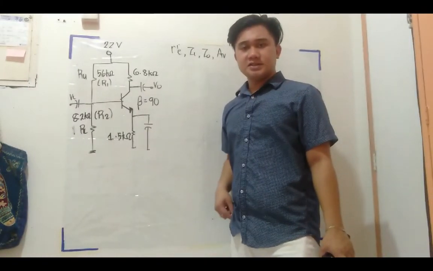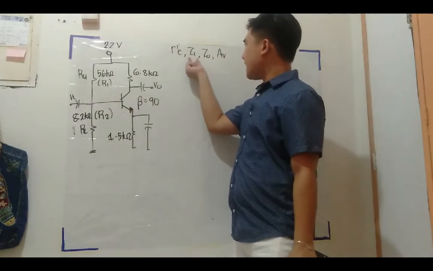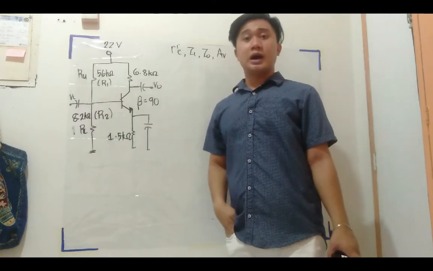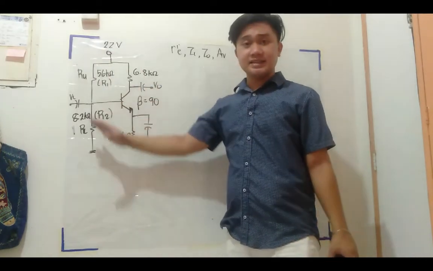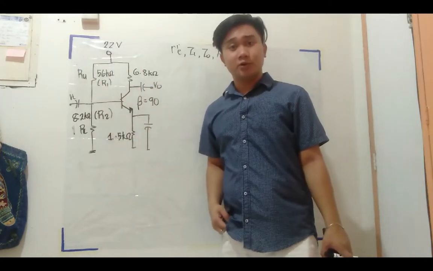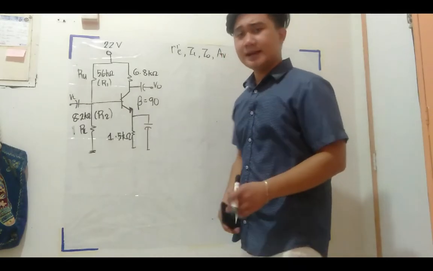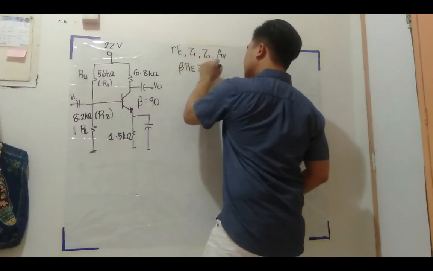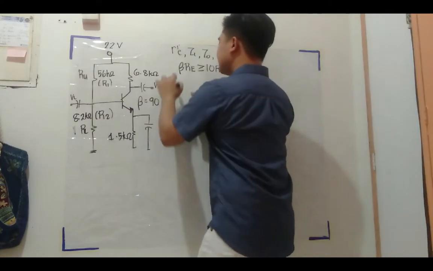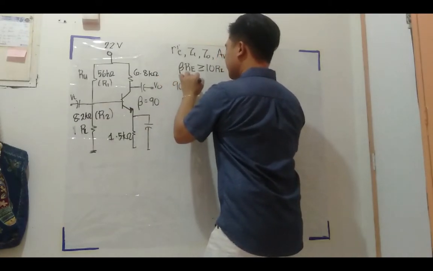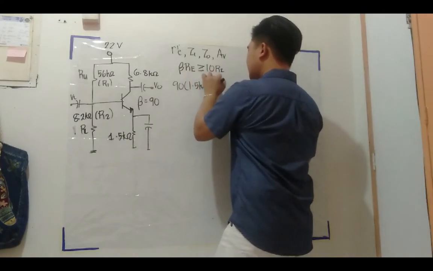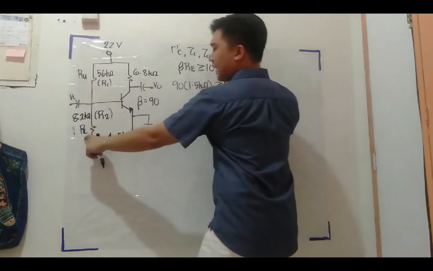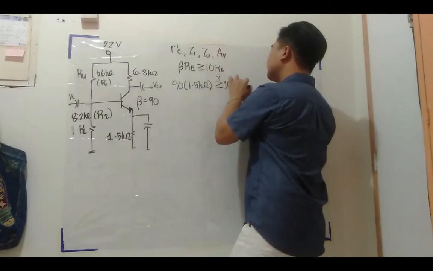So I have here a sample circuit and we will find R prime E, Zi, ZO, and AV. Okay, I decided to use approximate analysis throughout my solution. So paano nga si approximate analysis? Kailangan mo munang isatisfy if beta RE is greater than or equal to 10 R2. So beta natin is 90. RE is 1.5 kilo ohms. Is it greater than or equal to 10 R2? So 10, ang R2 nga natin ay yung baba or R lower natin, which is 8.2 kilo ohms.